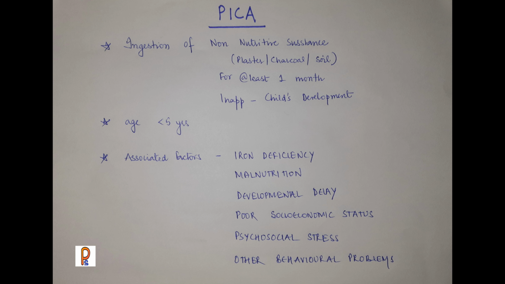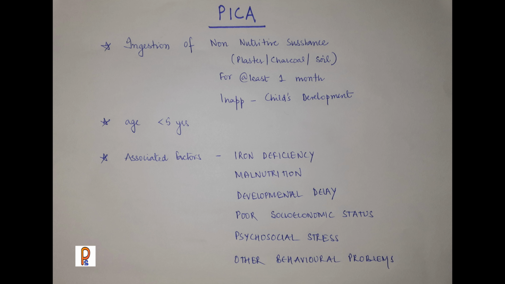Another common behavioral problem which occurs in children is pica. Suppose a mother comes to the OPD and says the child has been eating soil for 2-3 months. That suggests the child is having pica. Pica is the ingestion of a non-nutritive substance like plaster, charcoal, or soil for at least 1 month, which is inappropriate for the child's development.